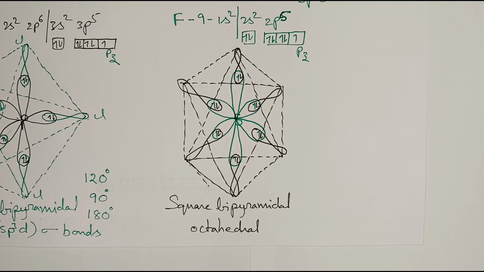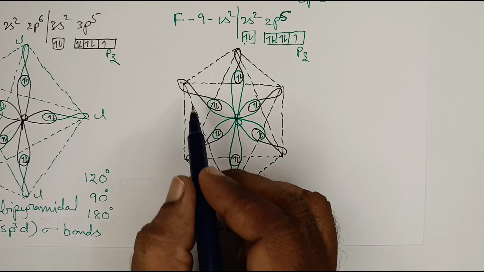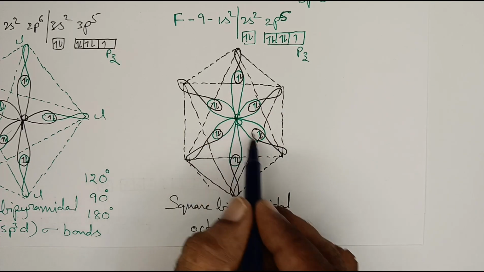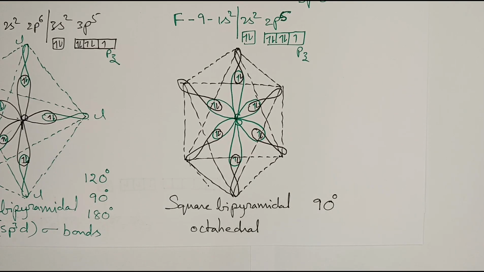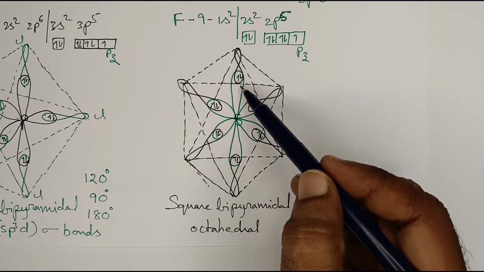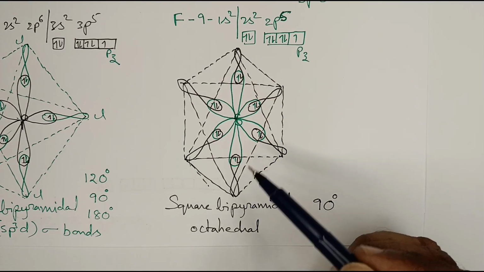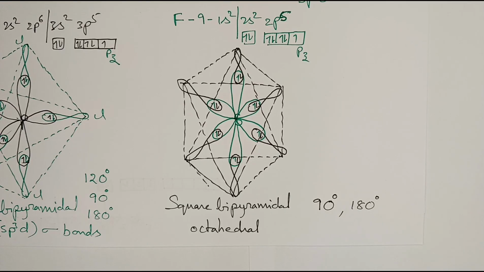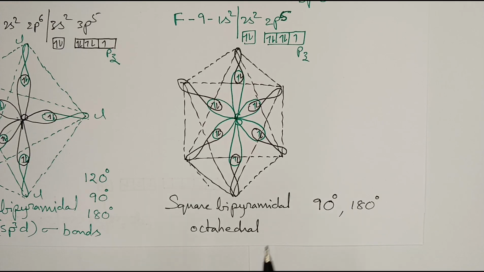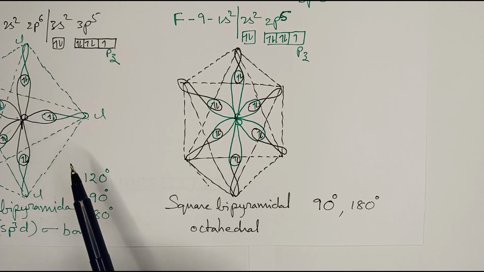And the bond angles are, in the square we have 90 degrees. And from above the plane to below the plane, it is 180 degrees. So in SF6, or in sp3d2 hybridization, we have only two bond angles, 90 degrees and 180 degrees, whereas in sp3d we have 120, 90 and 180.